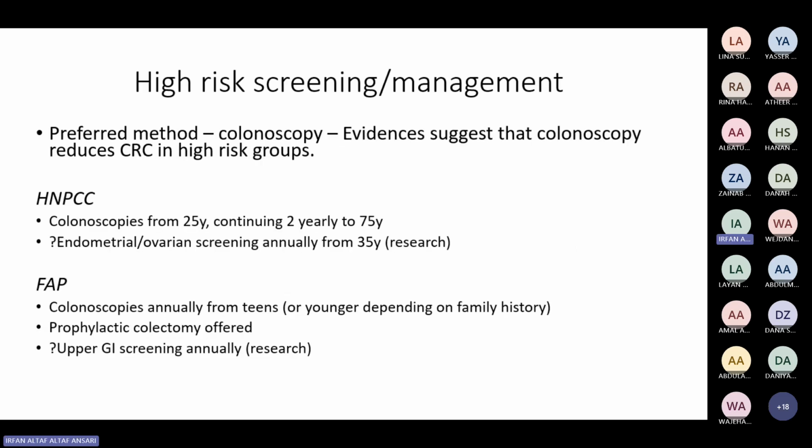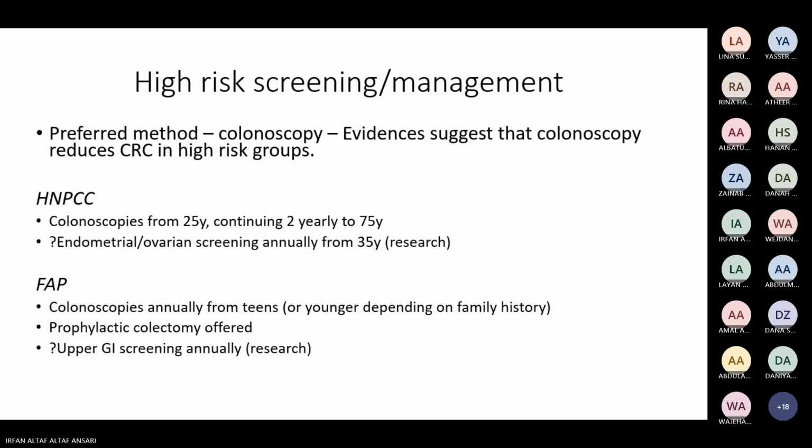So how do you screen? The preferred method of screening is colonoscopy. And there is evidence which has suggested that colonoscopy screening has reduced the risk of CRC in the high risk group.